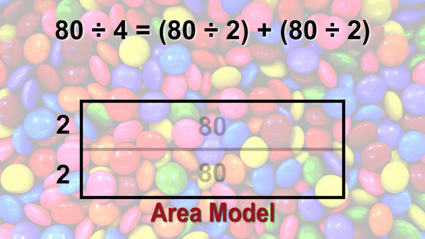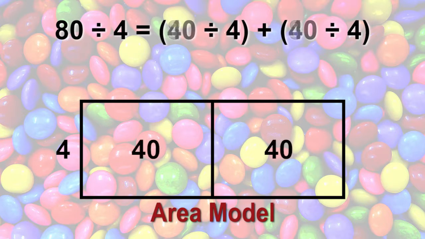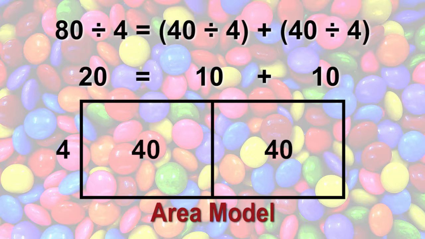It doesn't make sense. If we use our divisor of 4 and break up our dividend into 40 and 40, we can see that 4 goes into 40 10 times, and 4 goes into 40 10 times again. 10 plus 10 is 20. This visual shows that we can decompose our dividend, but we can't decompose our divisor into addends.